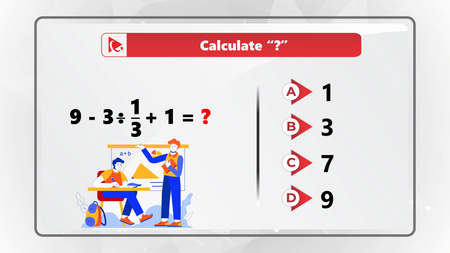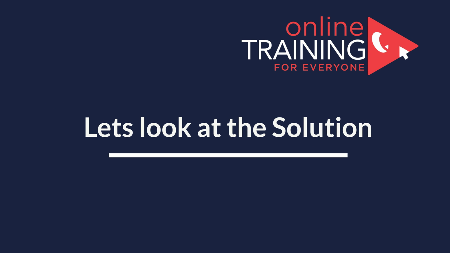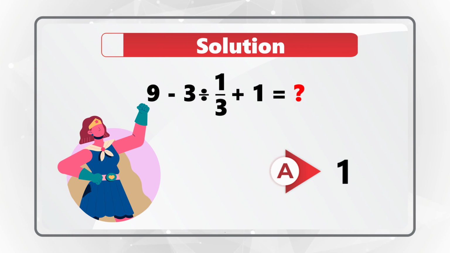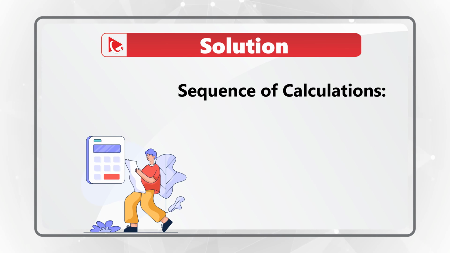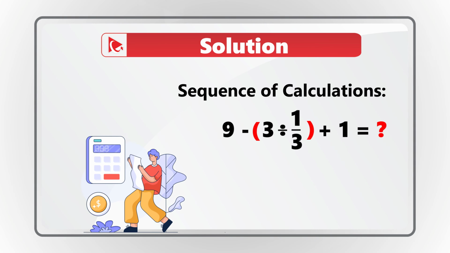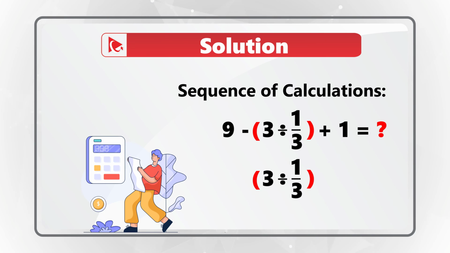Give yourself a little bit of time to see if you can calculate the solution. Ready or not, I am moving forward to share with you the correct answer. As you might have guessed, the correct answer here is choice A, 1. But why? If you look at the expression closely, you will see that the first part that would need to be calculated is the division, dividing 3 by 1/3. To emphasize this, I put this expression into red parentheses. When you calculate 3 divided by 1/3, you will get to the result of 9.